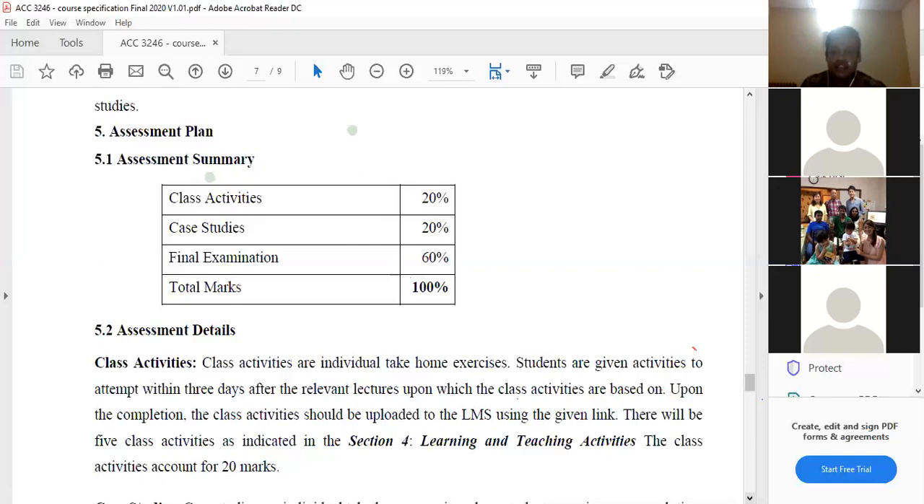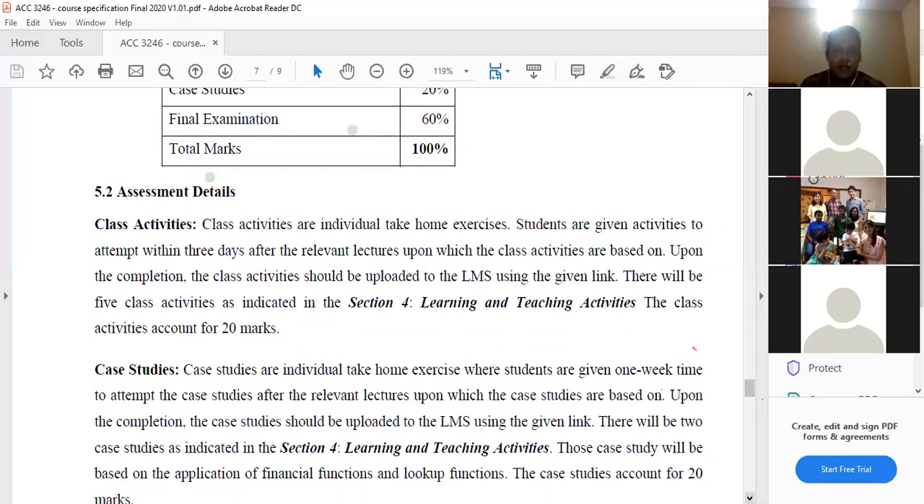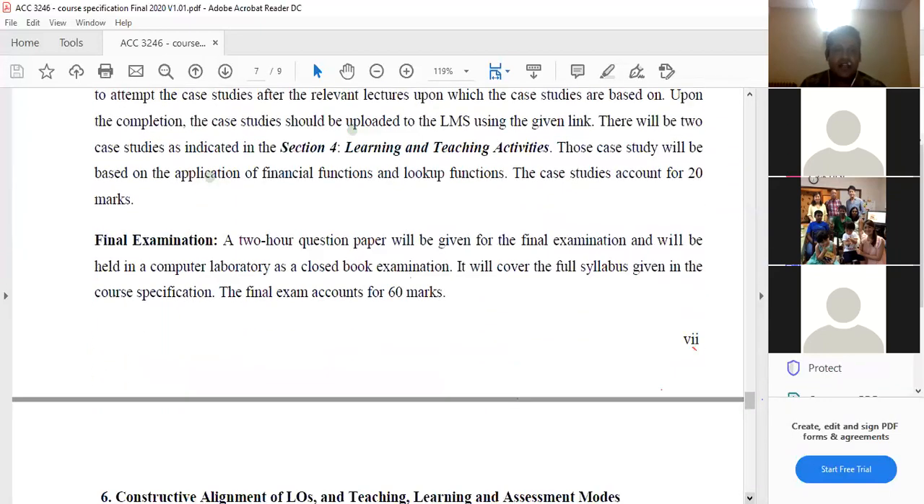The final examination accounts for 60 marks. It's going to be a 2-hour question paper. Since this is a 2-credit course, we are going by a 2-hour paper. In that, there would be 5 questions. It's a closed book examination. You are supposed to attempt it in a computerized environment. So it will account for 60 marks.